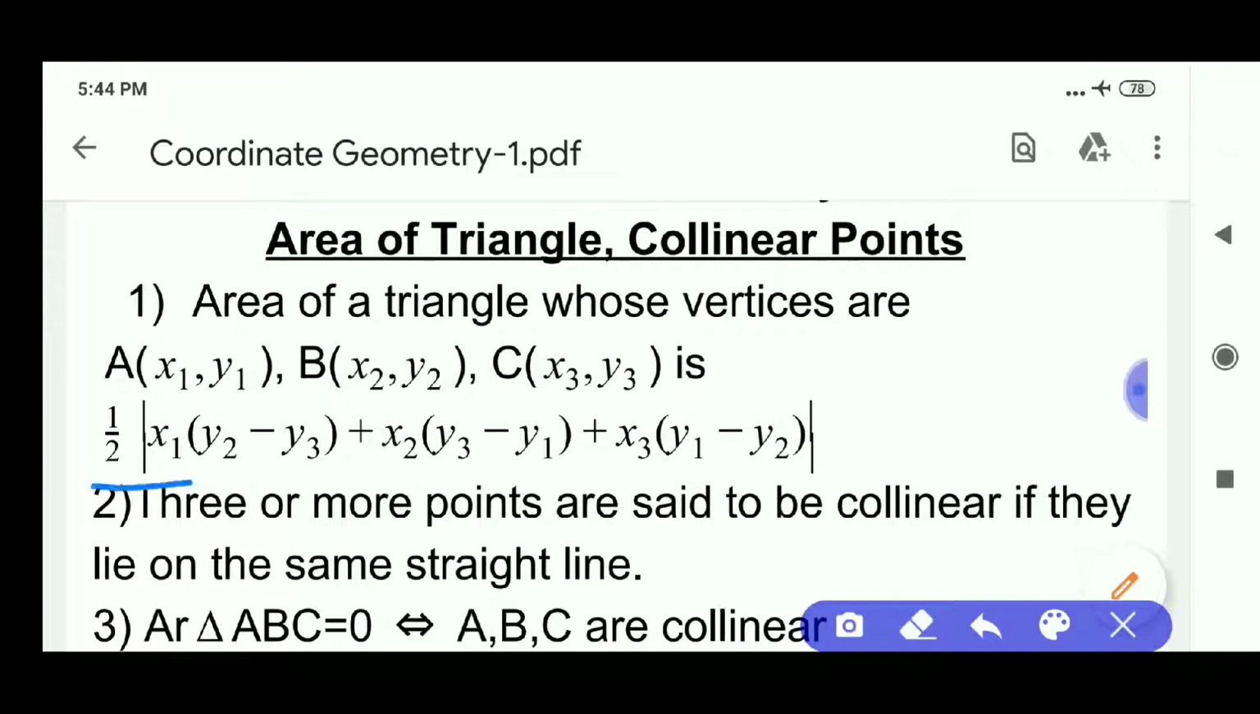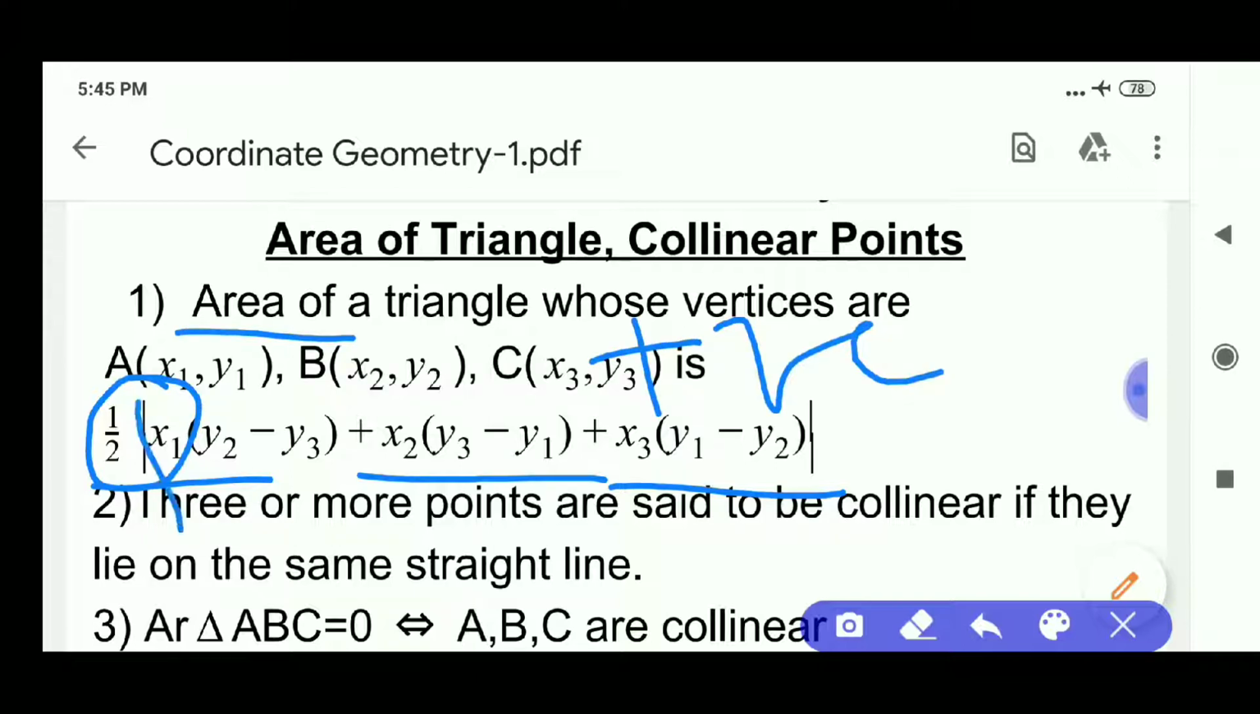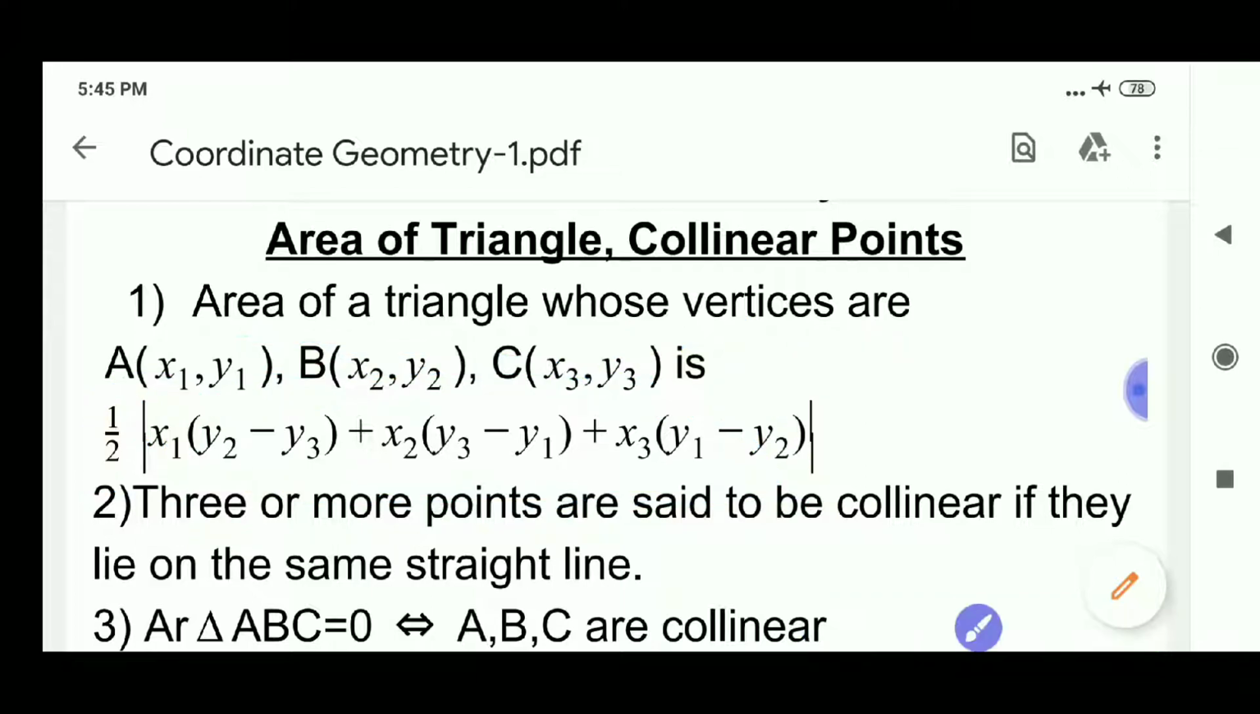Once again, half into modulus of x1 into (y2 minus y3) plus x2 into (y3 minus y1) plus x3 into (y1 minus y2). Dear students, don't forget to write half modulus. Don't worry about modulus because area is always positive. So we keep modulus. That means the number which we get, we should take only the positive value. We should not consider the negative one.